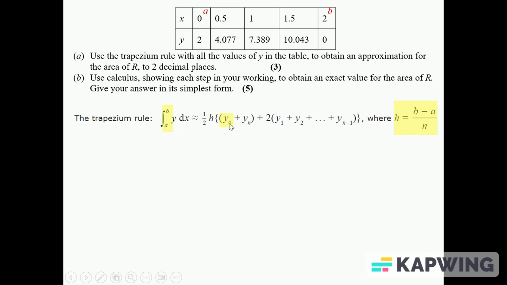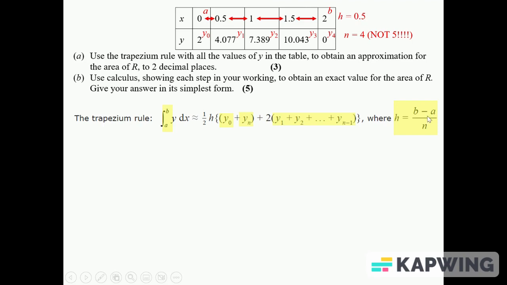But you see there's a y0 here, and that's the first y value. These are the next y values, y1, y2, and y3. And the last y value, the yn, is this one, which is y4. So the n is 4, not 5, and it's really because you've got 5 y values. You've just got 4 strips, or you could look at the difference between the x values, but the h is 0.5.